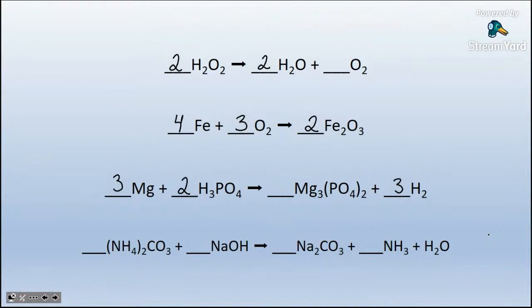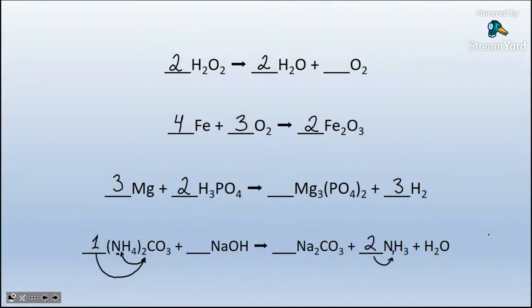So when I look at this and I see my nitrogen, again, I'm going to think about that. 1 times 2 is 2, and then factor that through. 2 times 1 would give me 2 nitrogens. And on my product side, I have 1 times 1 for just 1 nitrogen. So I need to change that coefficient to a 2. So now I've got 2 nitrogens.